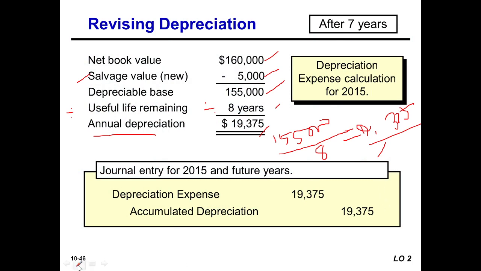So everybody is clear. Depreciation expense debit, accumulated depreciation credit. This is the depreciation expense calculation for 2015. This is the journal entry for 2015 and future years.